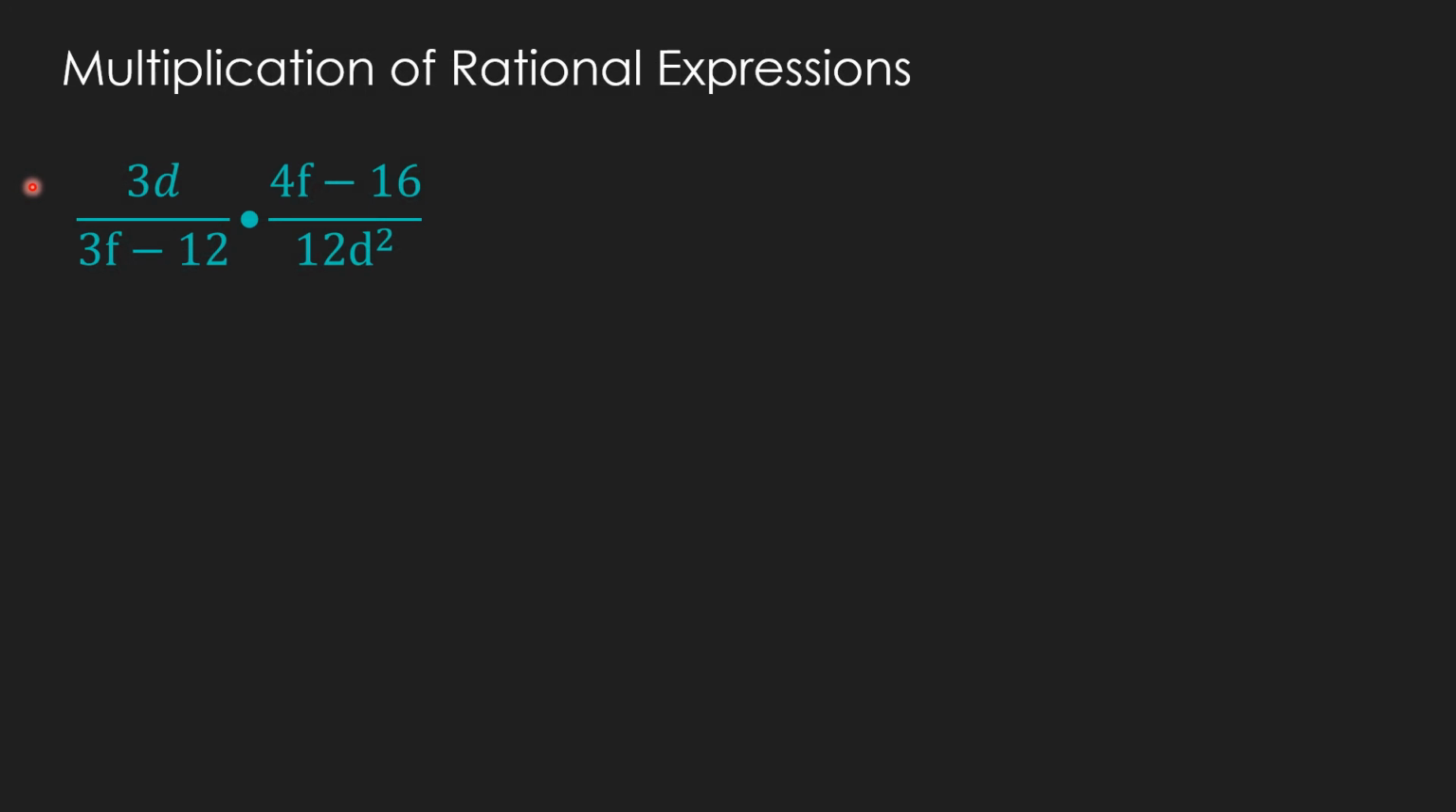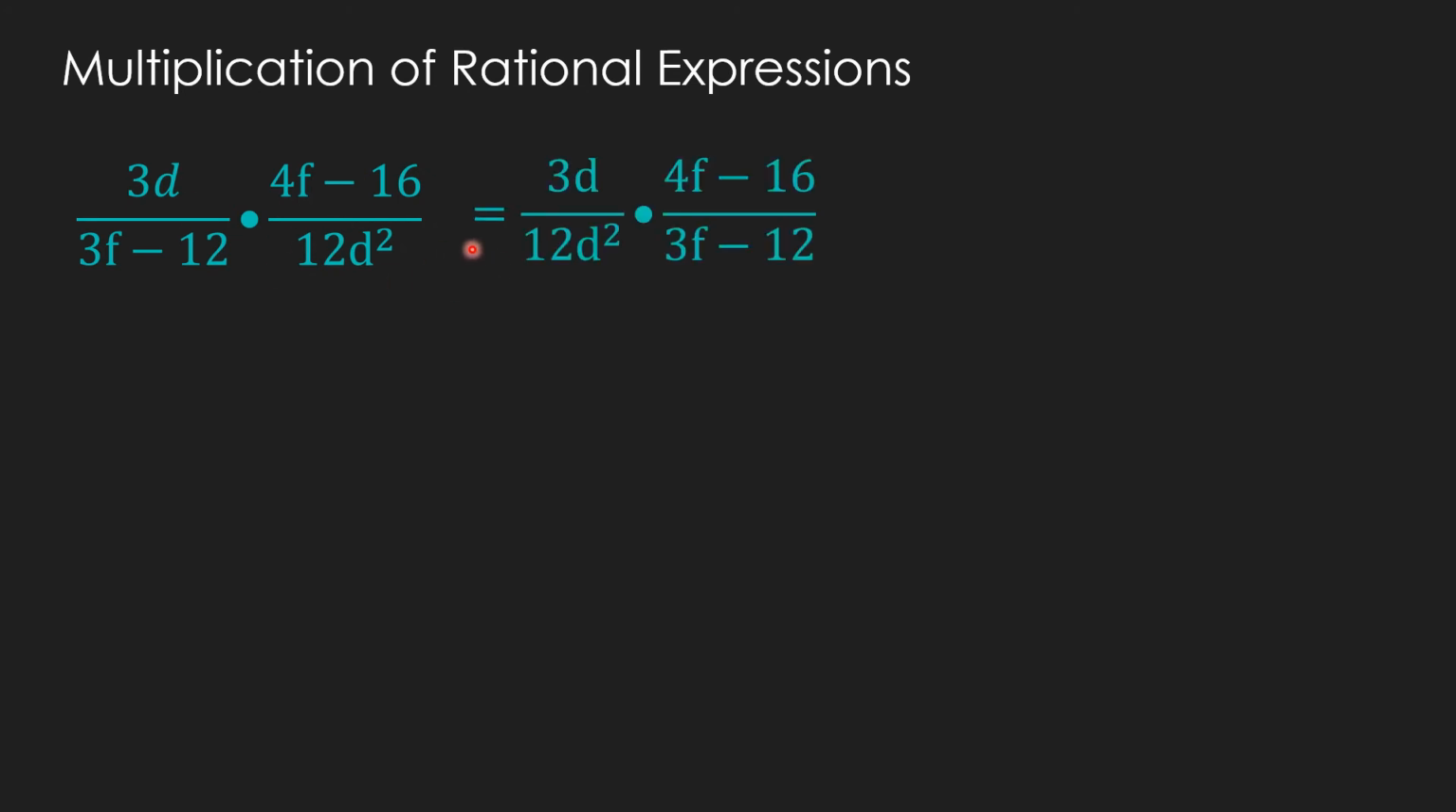Alright, so we are now on our third example, and we have here 3d over 3f minus 12, times 4f minus 16 over 12d squared. So this time, if you can see, our rational expressions are no longer monomials. They are binomials. For the first rational expression, our denominator is already 2 terms. And for the second rational expression, our numerator has 2 terms. So for this one, we will be doing a little bit of procedure, which is much better if you are having this kind of rational expressions.